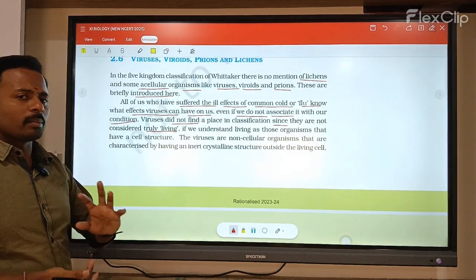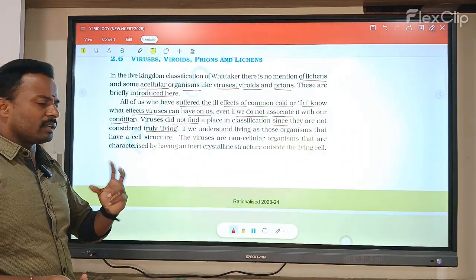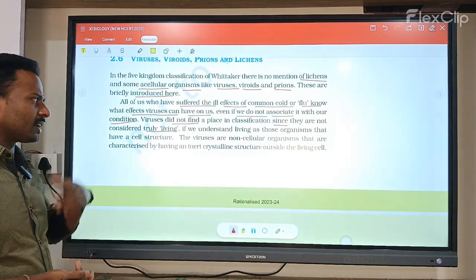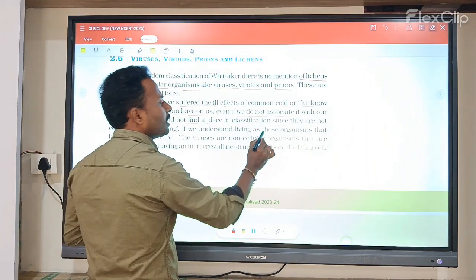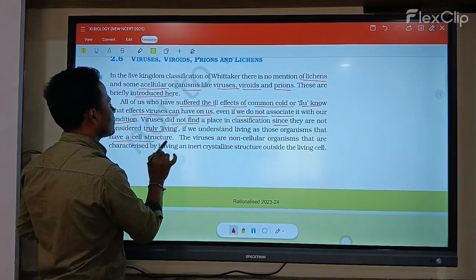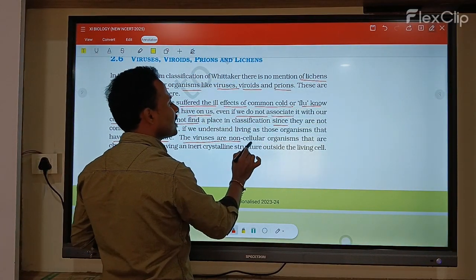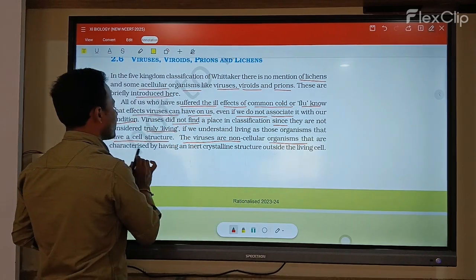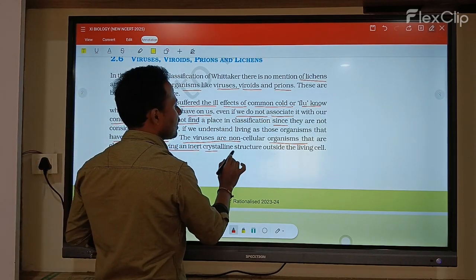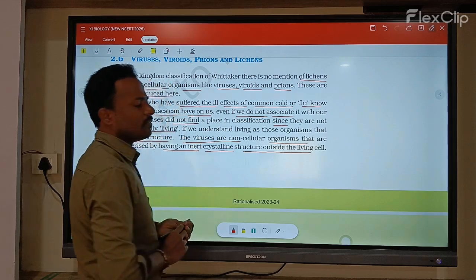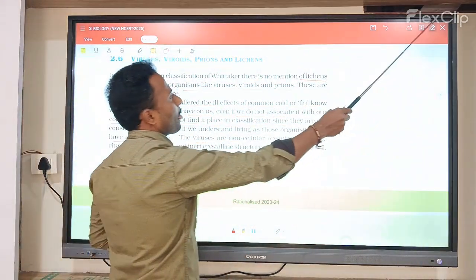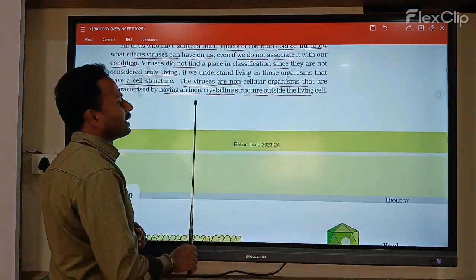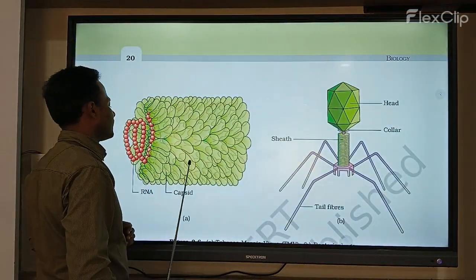Viruses completely change, with different morphological changes, so hence they are not placed as truly living. Living organisms are those that have a cell structure, and a virus is a non-cellular organism, characterized by an inner crystalline structure outside the living cell. They have no particular cellular structure, hence they are present in crystalline forms. They are given clearly here.